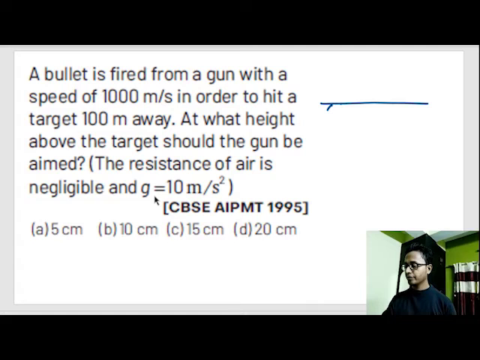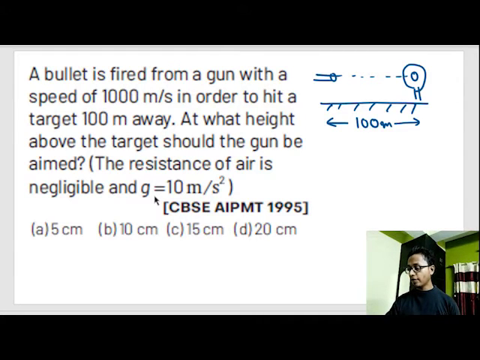Suppose there is a target 100 meter away. This is a bullseye. Now I have a gun. If I point it at the target and fire it, the bullet will go, but gravity is also acting on this bullet, so the bullet will try to fall down. This effect is shown exaggerated, but it will hit somewhere around here or beneath the bullseye, because the acceleration due to gravity pulls down the bullet.